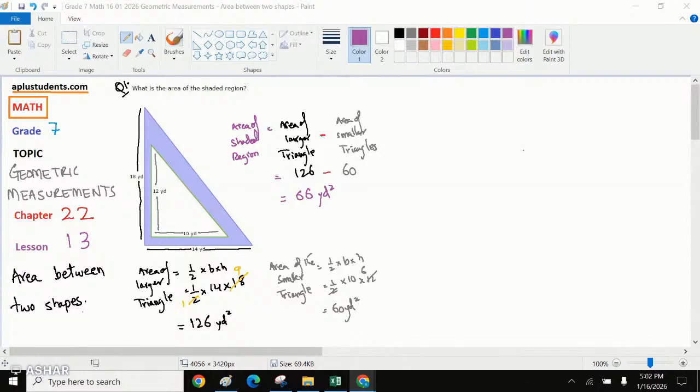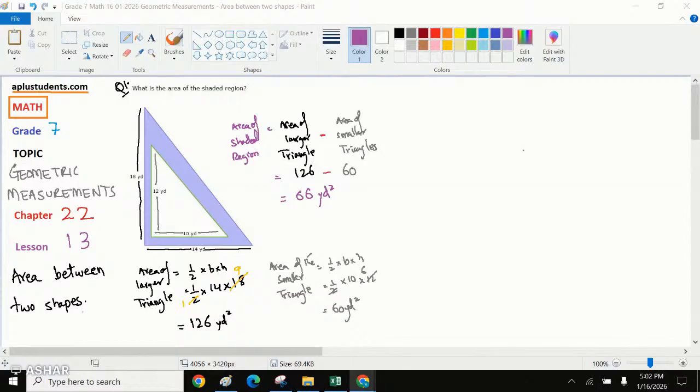Okay, square yards or yard square. So this is the shaded area. It would always be the outer shape, the bigger shape subtracts the smaller shape. So from the bigger shape, if we subtract the smaller shape, we will always get the area between the two shapes. Okay, moving ahead to the next question.